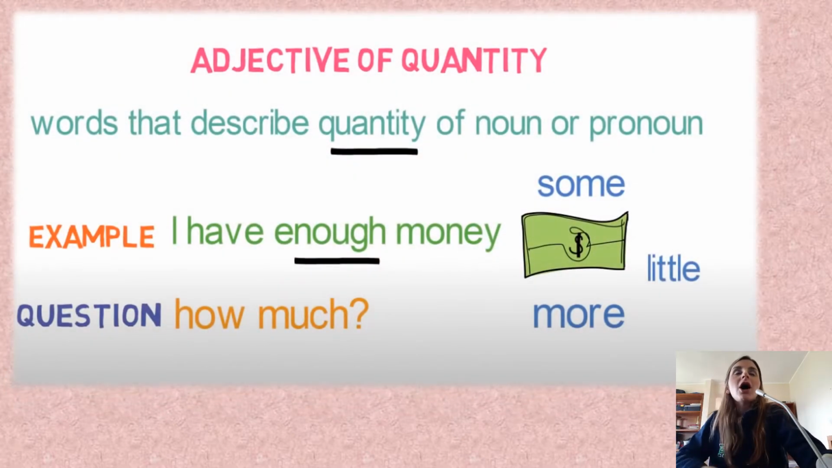Adjectives of quantity. Words that describe the quantity of a noun or pronoun. Example, I have enough money. Question, how much? Enough. Some, more, little are other examples.